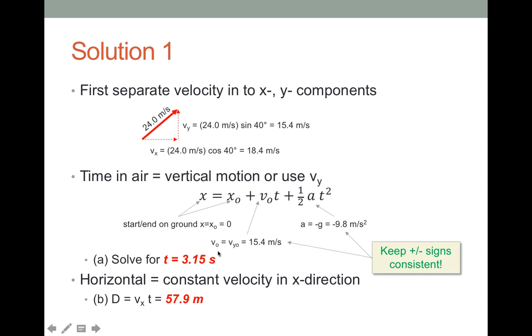So that's how long the ball is in the air. Now that's how long it takes for the position to go from 0 back down to 0. Then we want to find out how far does it move horizontally. Well, to do that, we notice in the horizontal direction, it's moving at a constant velocity. In fact, it's this constant 18.4 meters per second. And it's moving at 18.4 meters per second for however long it's in the air, which is 3.15 seconds. Multiply those two numbers together, and we find out how far it moves.